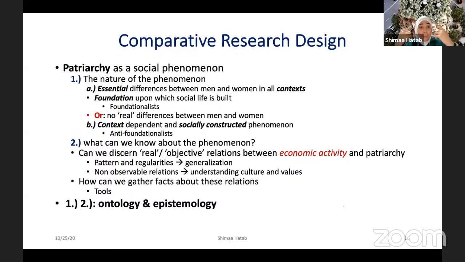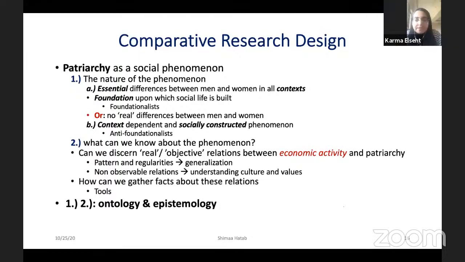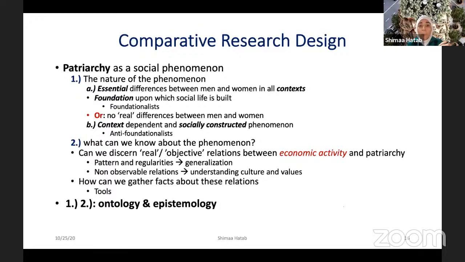So in your belief about this reality, you are anti-foundationalist. So you believe that these relationships between men and women are socially constructed, and culturally and socially embedded, or embedded in a particular discourse or particular culture. So you need to pay attention to these nuances regarding the meaning and the beliefs and the norms existing in different societies. So you are anti-foundationalist in this sense.